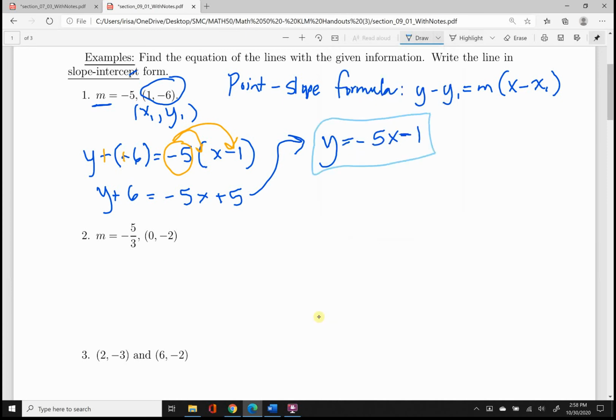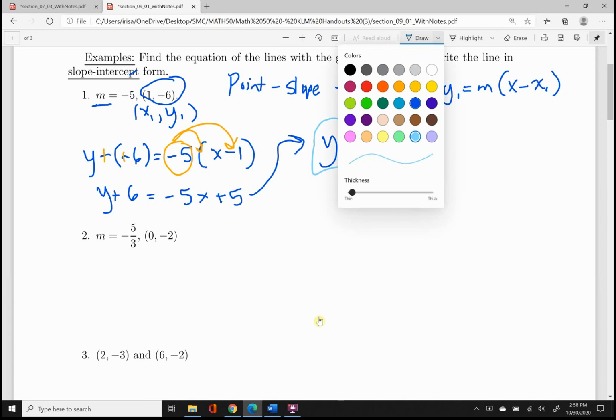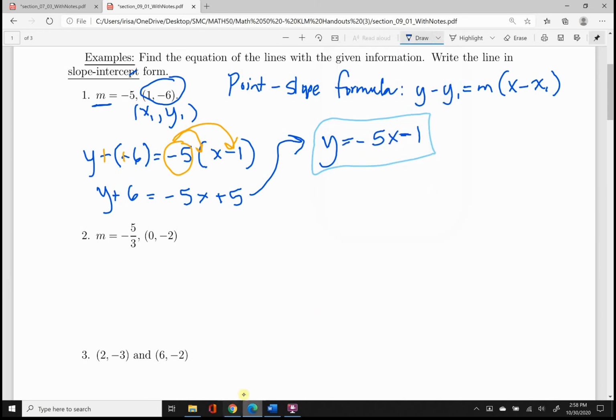Okay, now for the rest of the examples, we may or may not be using the same method in order to move forward. You got to really look at what you're given, and that'll determine the most effective process in order to get your equation of your line and also to eventually get it in slope-intercept form. Notice for number 2, we are given the slope, cool, and we're given an ordered pair, which happens to be the y-intercept.